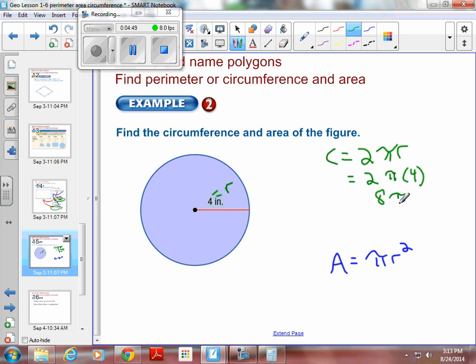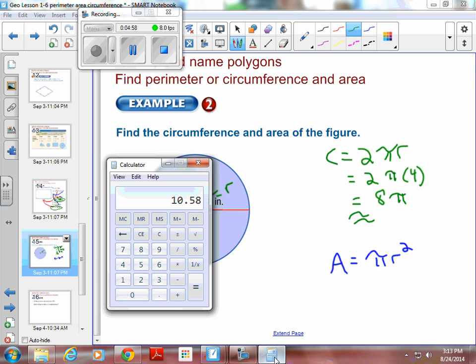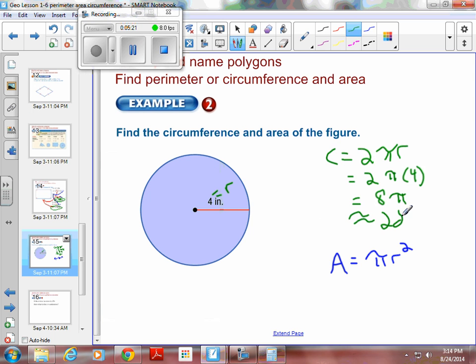So it's 8 pi. And we could get an approximation for it if we wanted to, and say that is approximately 8 times pi. Grab a calculator and go 8 times pi. Normally you use 3.14 for an approximation for pi. That is not pi. Pi is irrational. It goes on forever without repeating or terminating. So 25.12 would be the decimal approximation of the circumference, and that would be in inches.